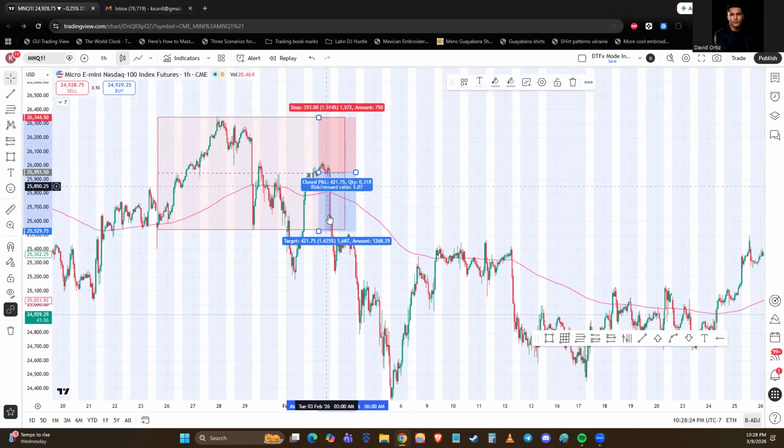So what you do is you go 1 to 1. What that means is you enter on the 50% and then you aim for the bottom of the zone, right? Because the trend is down. So boom, you enter the trade.